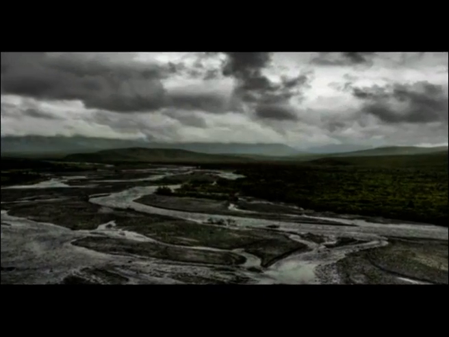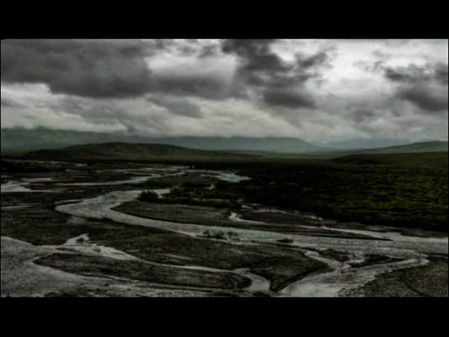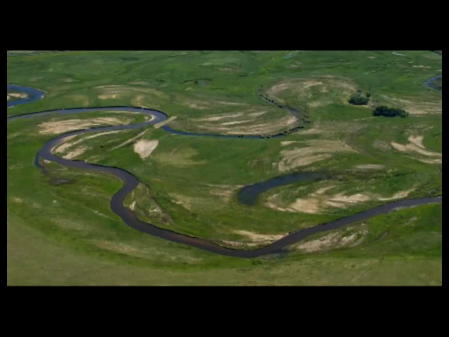Streams with high sediment loads that encounter a sudden reduction in the flow velocity generally have a braided channel type. In a braided stream, the main channel divides into a number of smaller interlocking or braided channels. Braided channels tend to be wide and shallow because bed load materials are often coarse and non-cohesive.